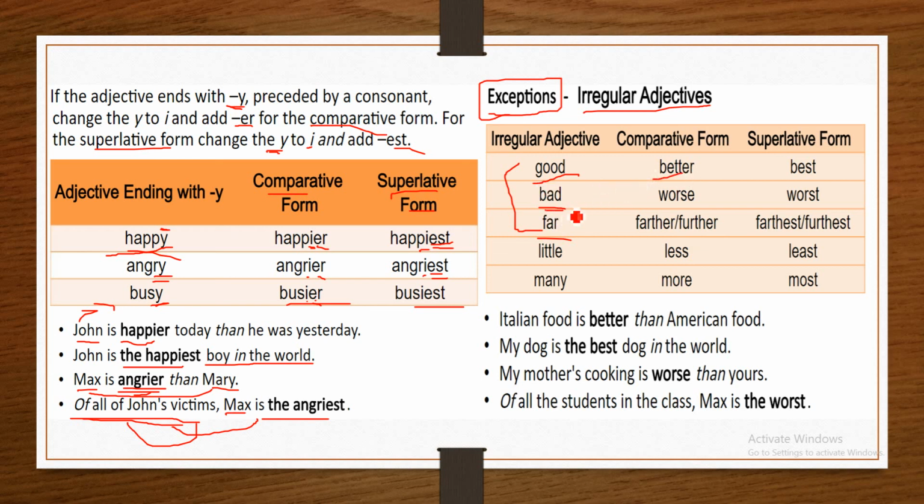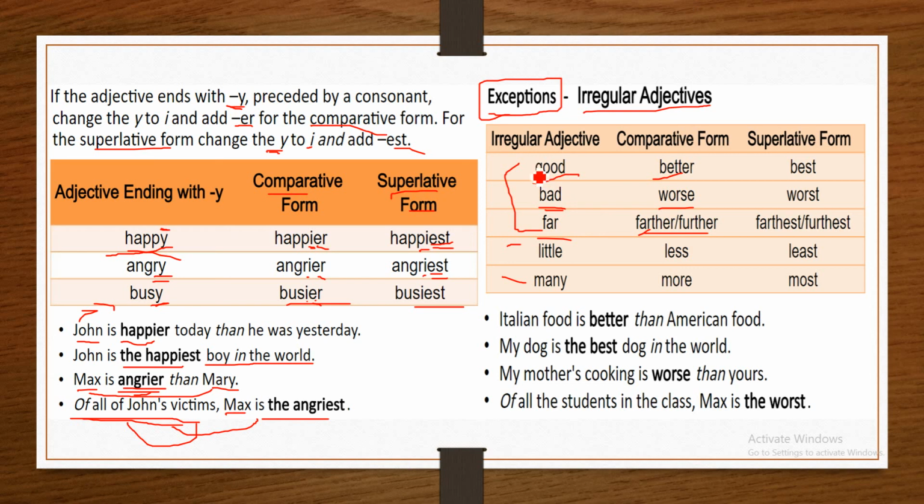In the previous lesson: bad, worse; far, further, farther or further. Here we study 2 more irregular adjectives: little and many. These are irregular. They don't have any rules to follow.